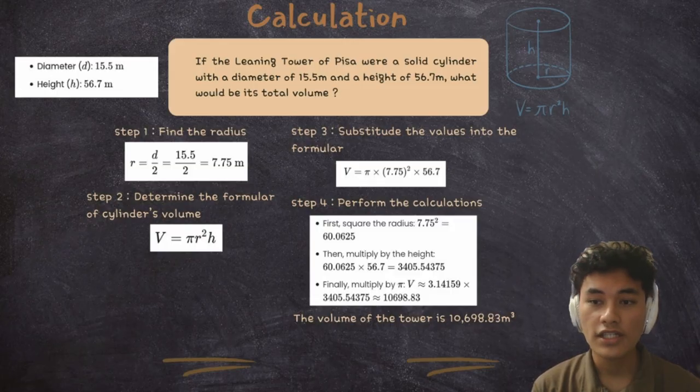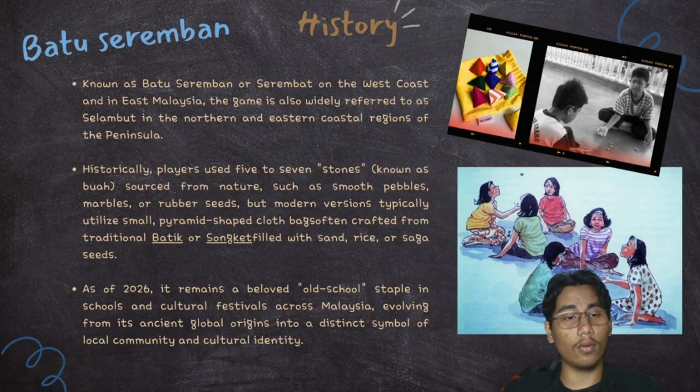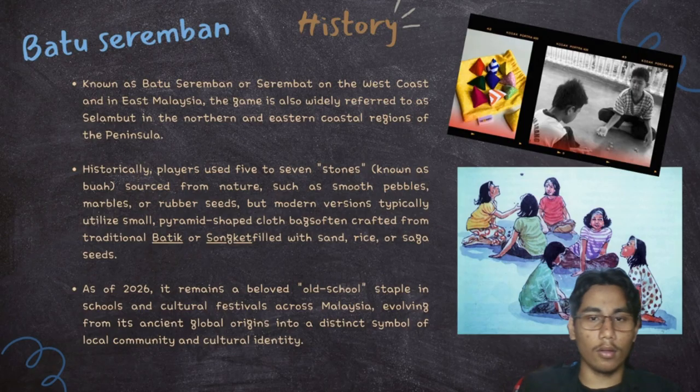First, squaring the radius, and then you get 60.0625. Then you need to multiply by the height. You get 3,405.54375. Lastly, you need to multiply by pi, and then you get the total volume of the tower, which is 10,698.83 cubic meters.